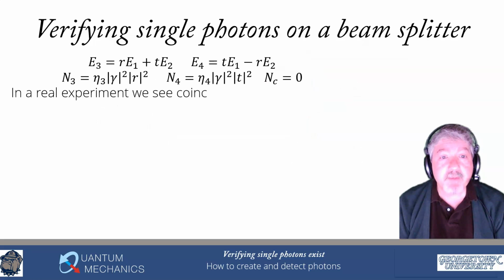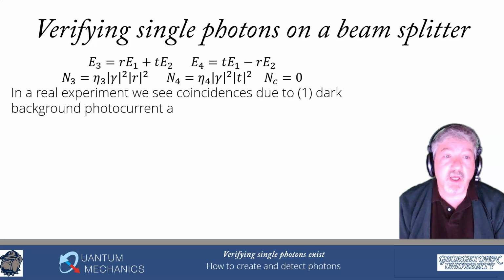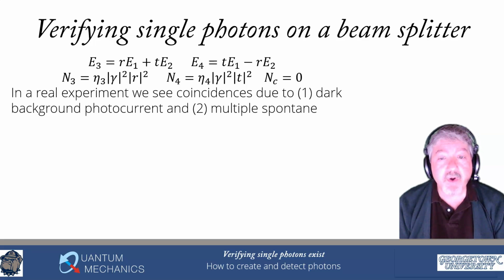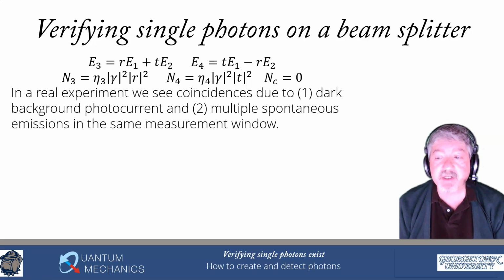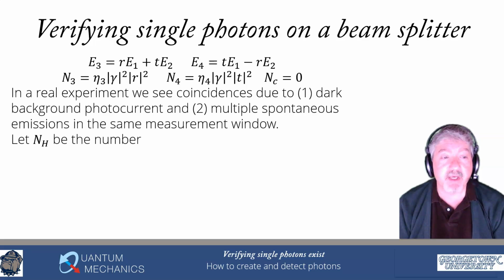In a real experiment, we're going to actually see coincidences due to a dark background photocurrent and also due to multiple spontaneous emissions that occur within that same measurement window. We need to keep our atomic source dilute enough that we don't get a lot of spontaneous emissions in the same measurement window, but we need to have it be dense enough that we get enough that we can actually run our experiment and do our detection. So there's a delicate balance that we have to run there.